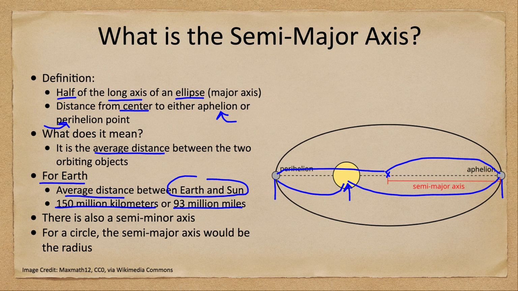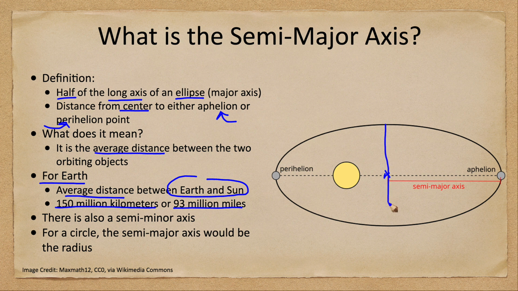Now you might imagine there is also a thing called the semi-minor axis. The semi-minor axis would also go through the center point, but would go along the smallest axis of the ellipse. Now this really does not have a meaning in astronomy, but it does exist there as well. So a semi-minor axis would be just half the minor axis.